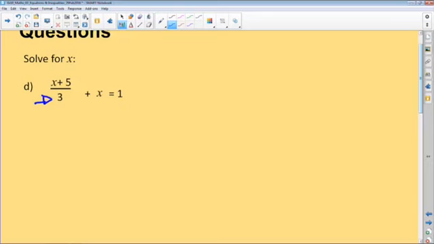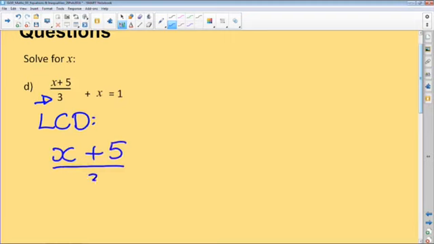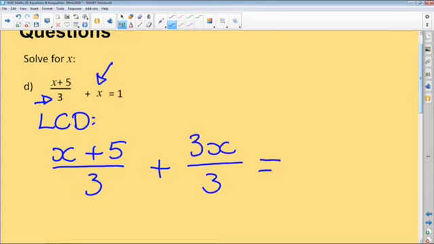So the first thing I'm going to do is to put everything over a lowest common denominator of 3. So that means I have x plus 5 over 3 plus, and now I'm going to put this x over 3, which means I'm going to make it into 3x over 3. Okay, and that is equal to 1, which I don't like. I'm going to change that to 3 over 3.